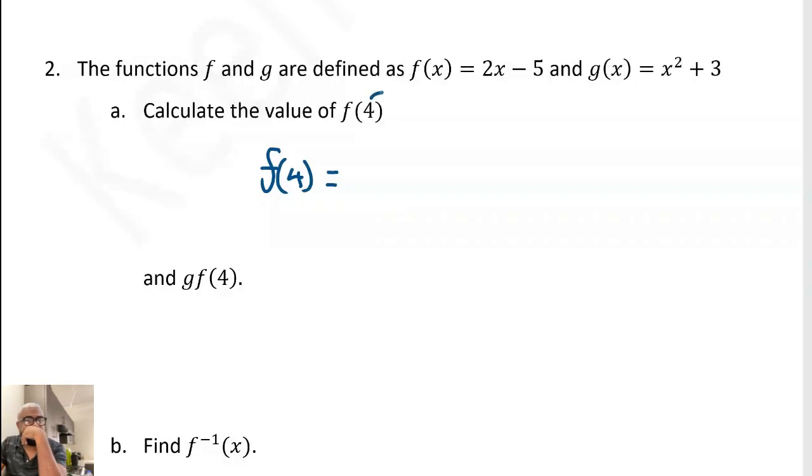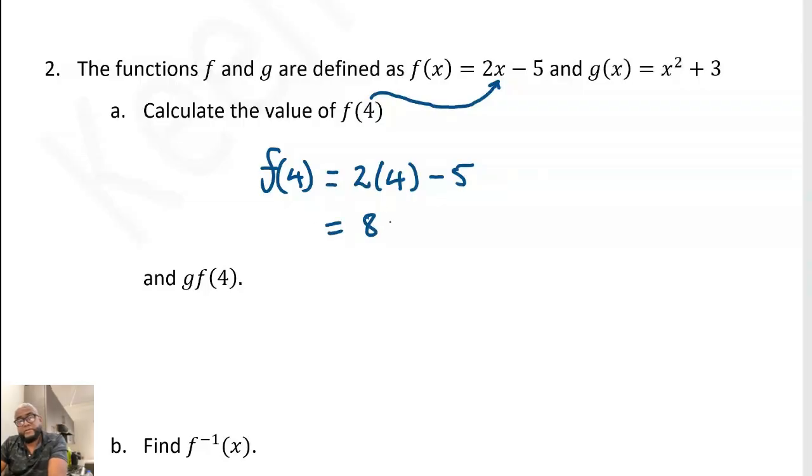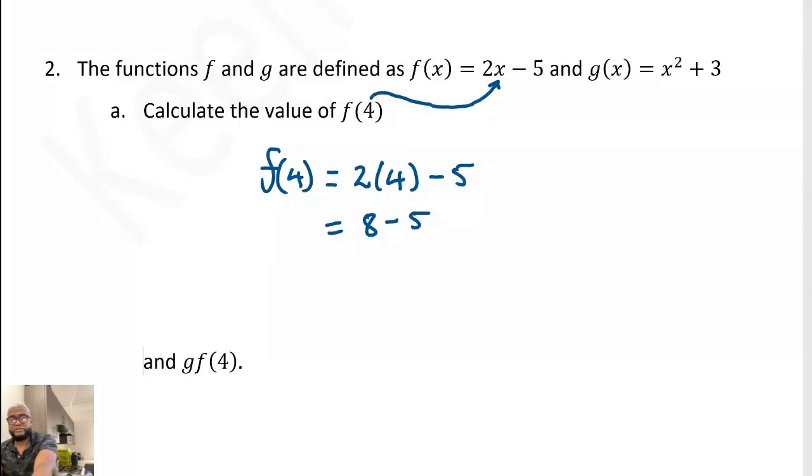So that 4 now, you want to input it into f of x, right? So this will become 2 by 4 minus 5. Everybody good there? 4 2s are 8. 8 minus 5 is 3.